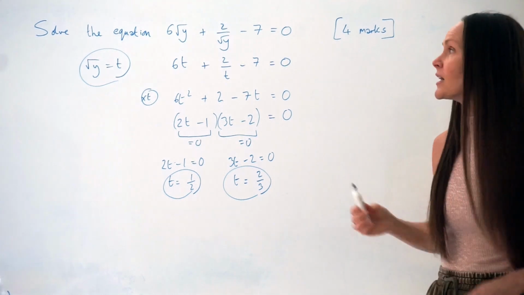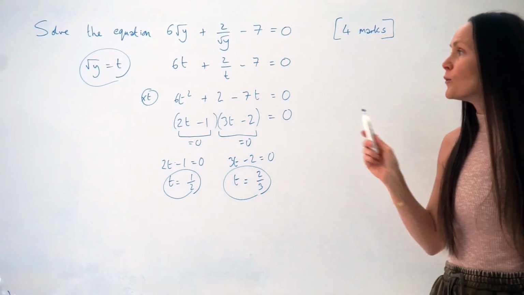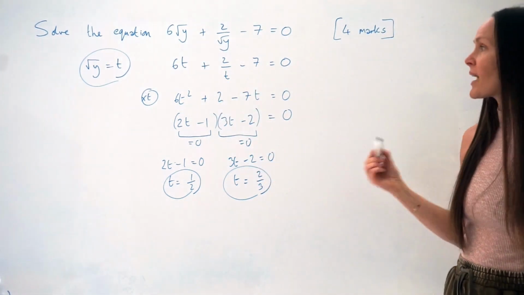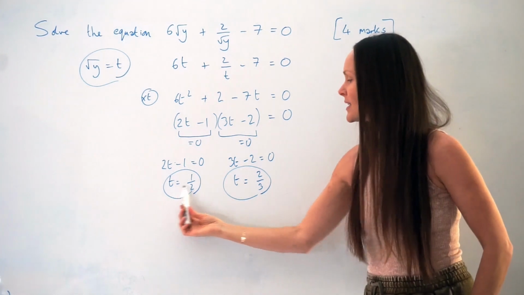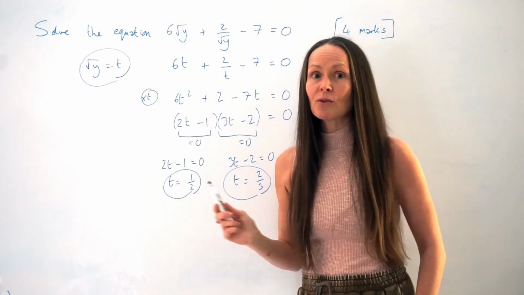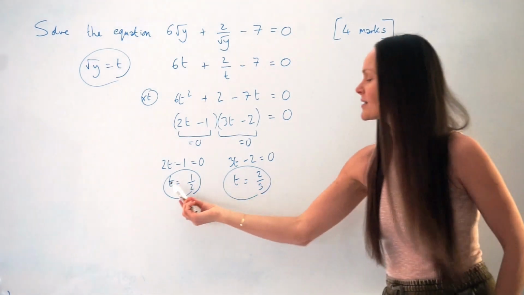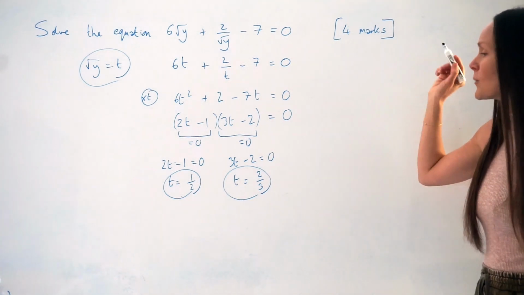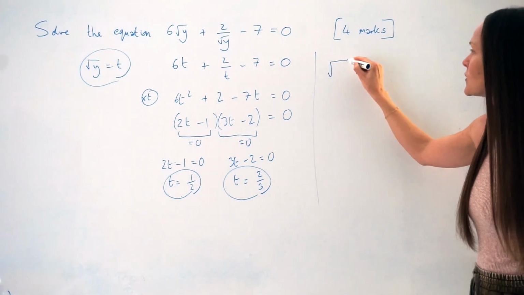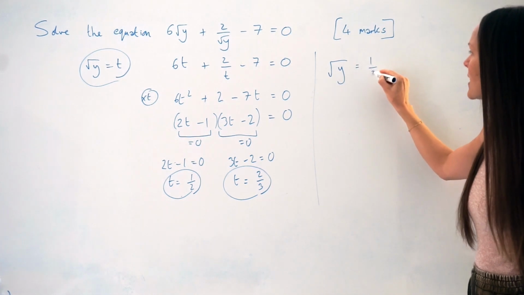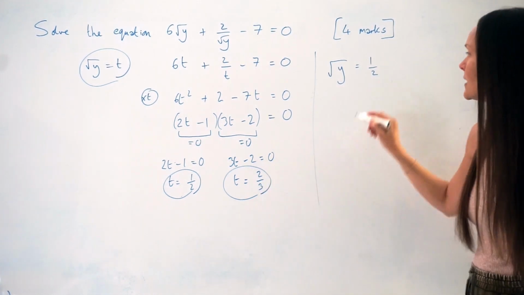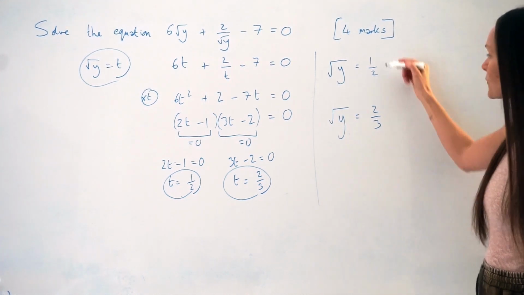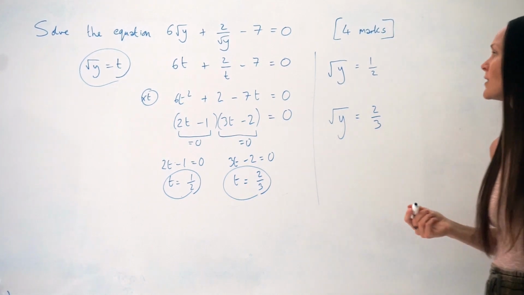But remember, we're solving an equation to find the values of y. Don't forget we made that substitution at the beginning, so we have to remember to switch back at the end. Remember, t is actually the square root of y. So you need to switch your letter t back to the square root of y. Let's take this value here first. Instead of t equals a half, I have the square root of y equals a half. And instead of t equals 2/3, we have the square root of y equals 2/3. So we have to solve both of these equations to find the two values of y.